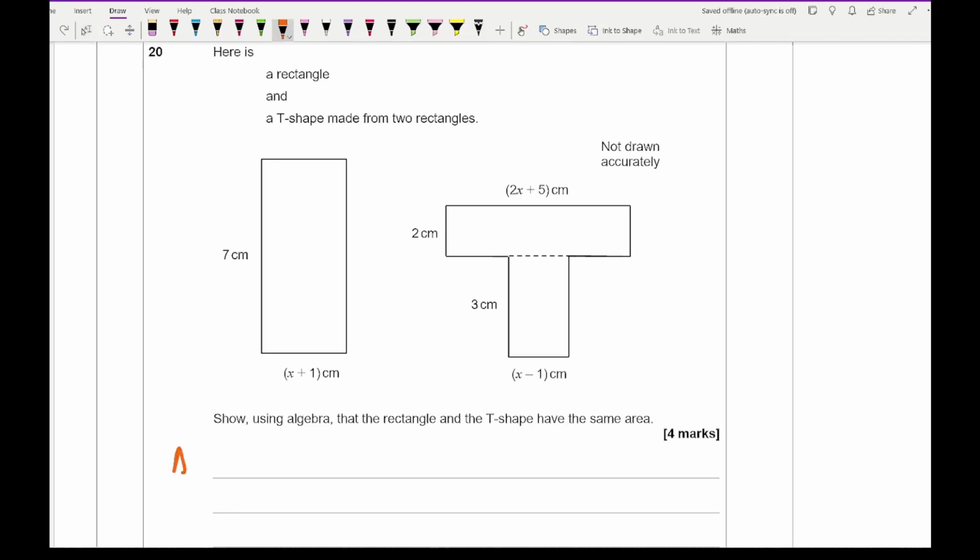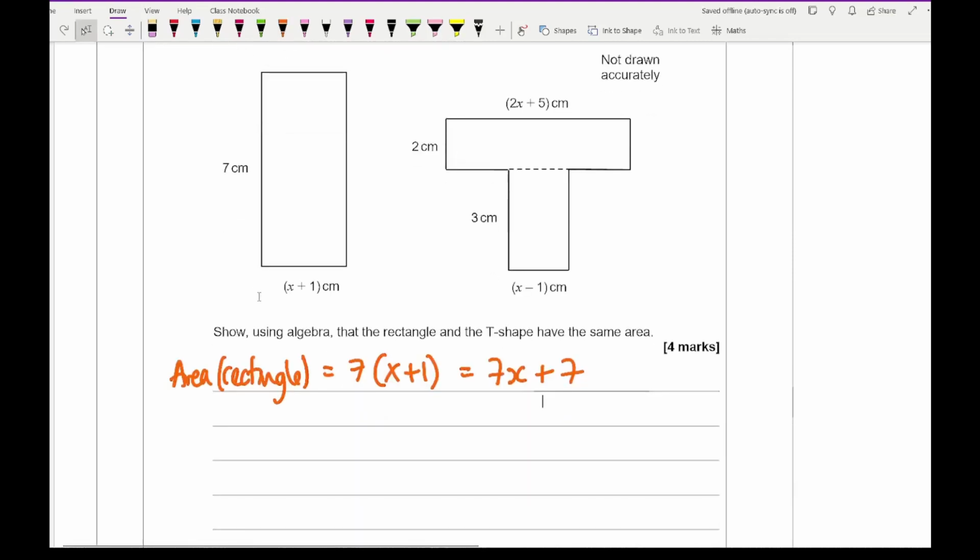So if we work out the area of the rectangle, then the formula is just the base times the height, so it's going to be 7 lots of x plus 1, and if I expand that out, I get 7x plus 7.